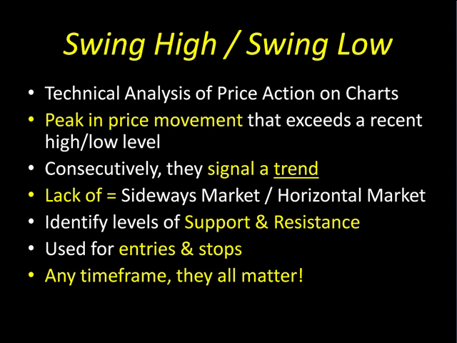So a swing high is just what it sounds like. It breaks a previous high. A swing low is when it breaks a previous low. Now, if you start seeing swing highs or swing lows consecutively, back to back to back, they signal the start of a trend. So when we see a swing low followed by another swing low, followed by another swing low, consecutively, they signal a trend. Swing lows would be a downward trend.